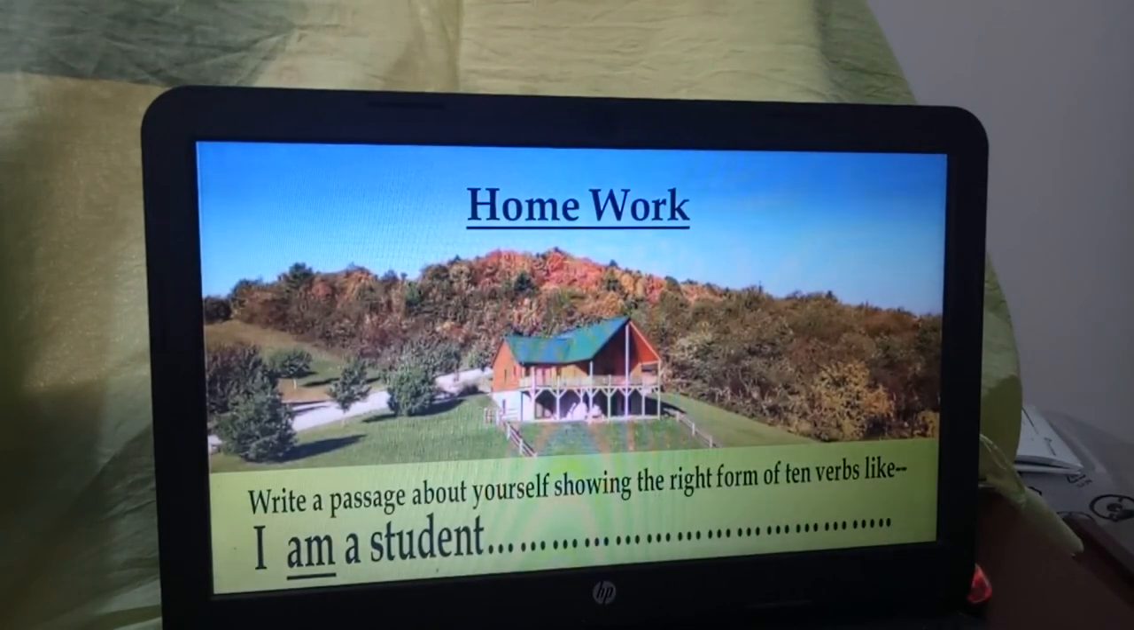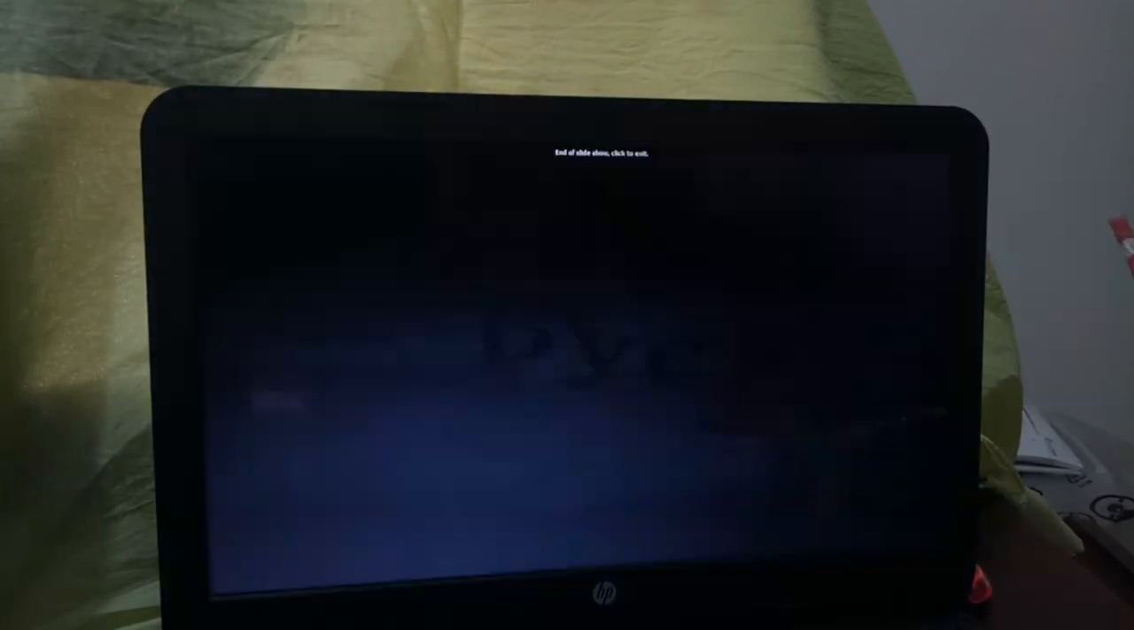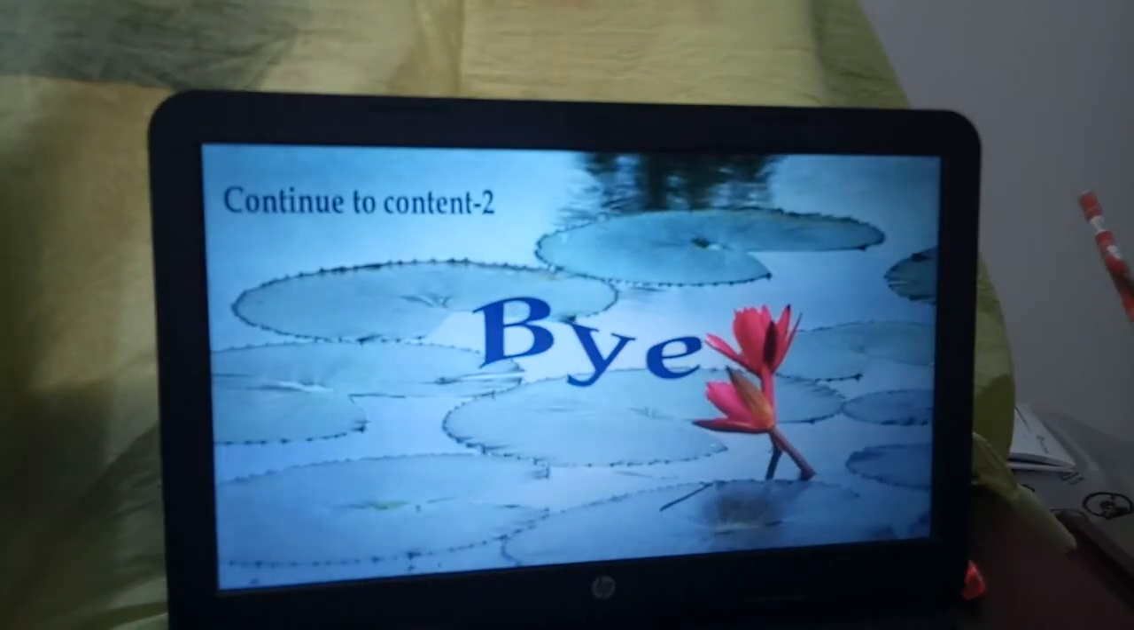Okay, dear students, what can you see? Write a passage about yourself showing the right form of verb, like: I am a student. I hope that as homework you will solve the given exercise in your grammar book, and next time you show me. Be happy, stay healthy. Allah Hafiz. May Allah save and guide us all in this critical time.